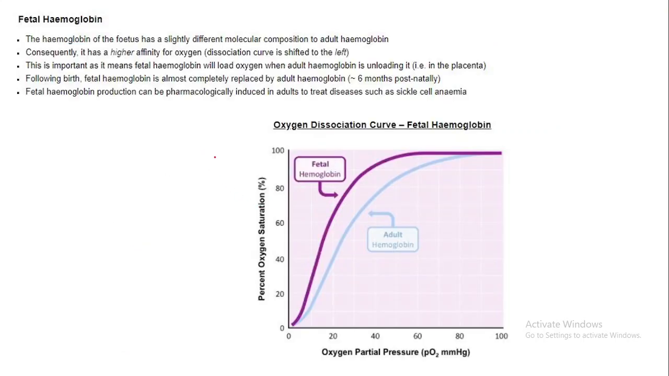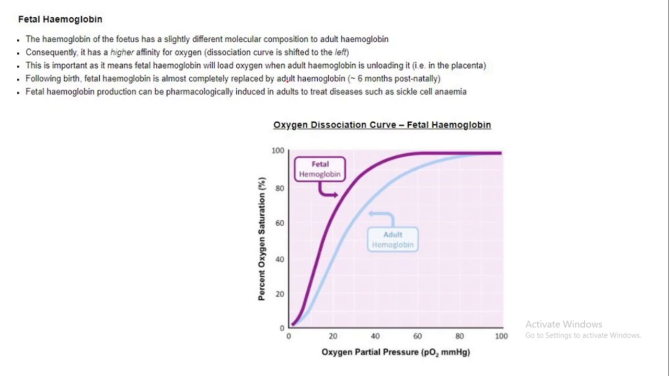Fetal hemoglobin, another small explanation. The hemoglobin of the fetus has a slightly different molecular composition than the adult hemoglobin. Consequently, it has higher affinity for oxygen. The dissociation curve shifts towards the left. This is important as it means fetal hemoglobin will load oxygen when adult hemoglobin is unloading it. This is an important point. When adult hemoglobin starts to unload or utilize the oxygen, fetal hemoglobin is going to load it.